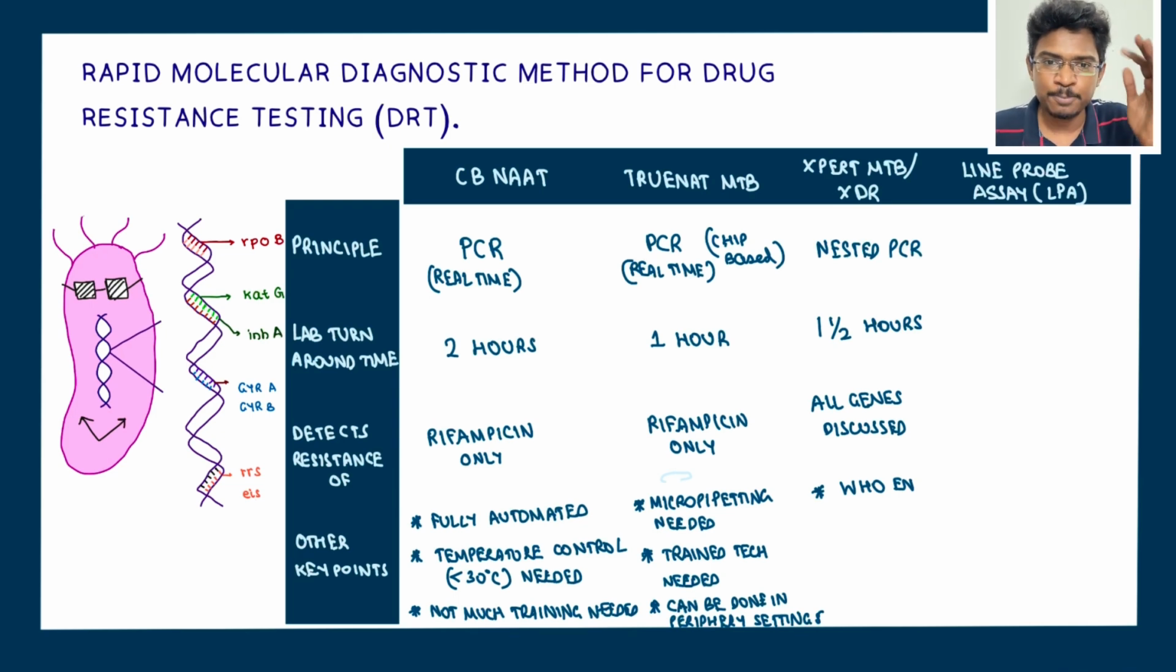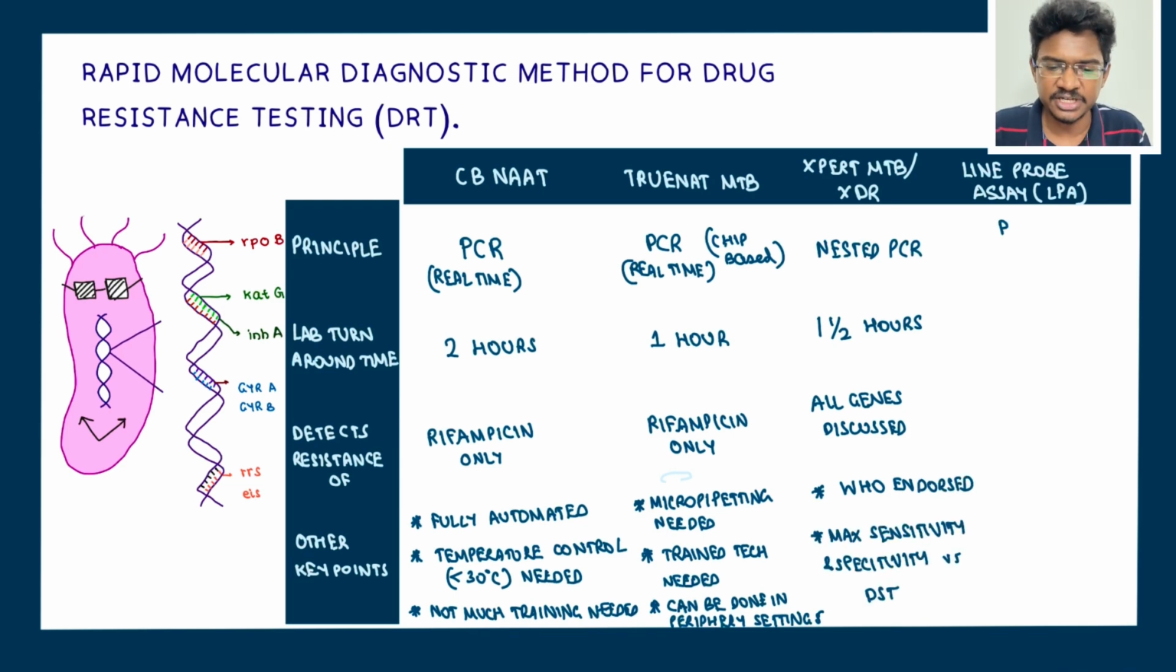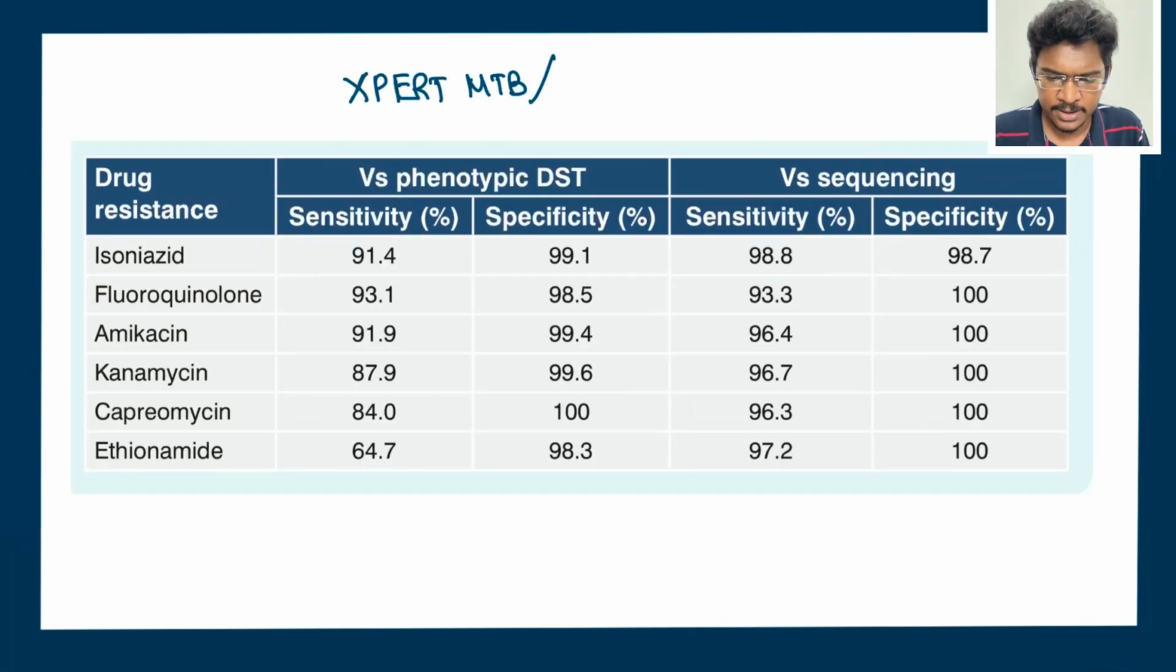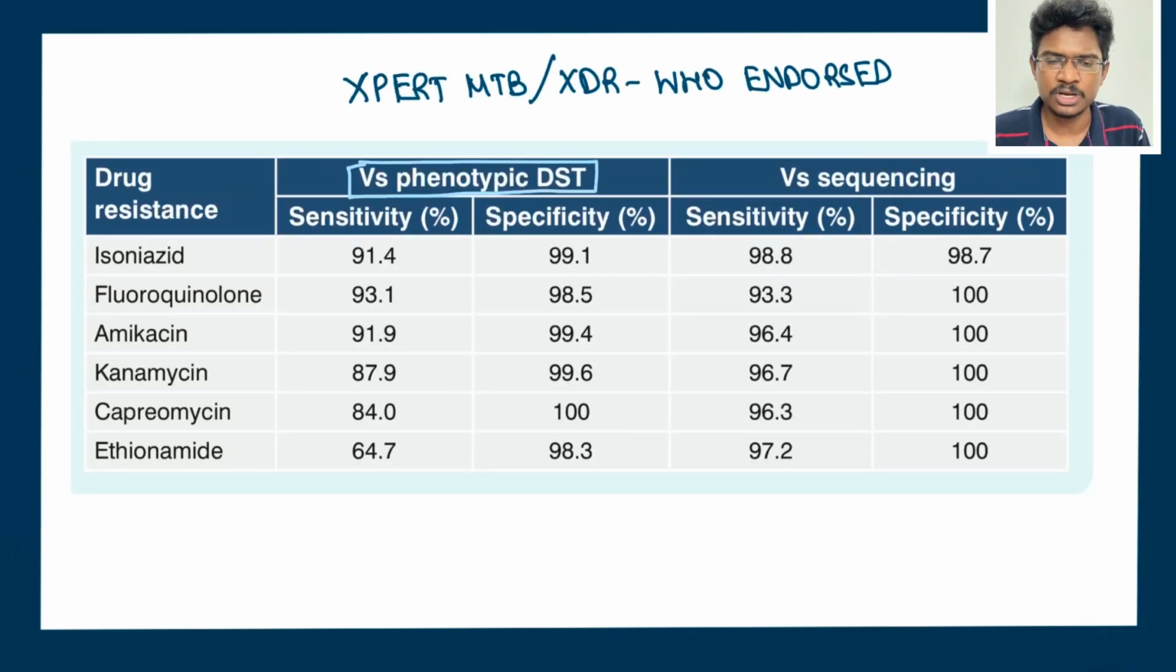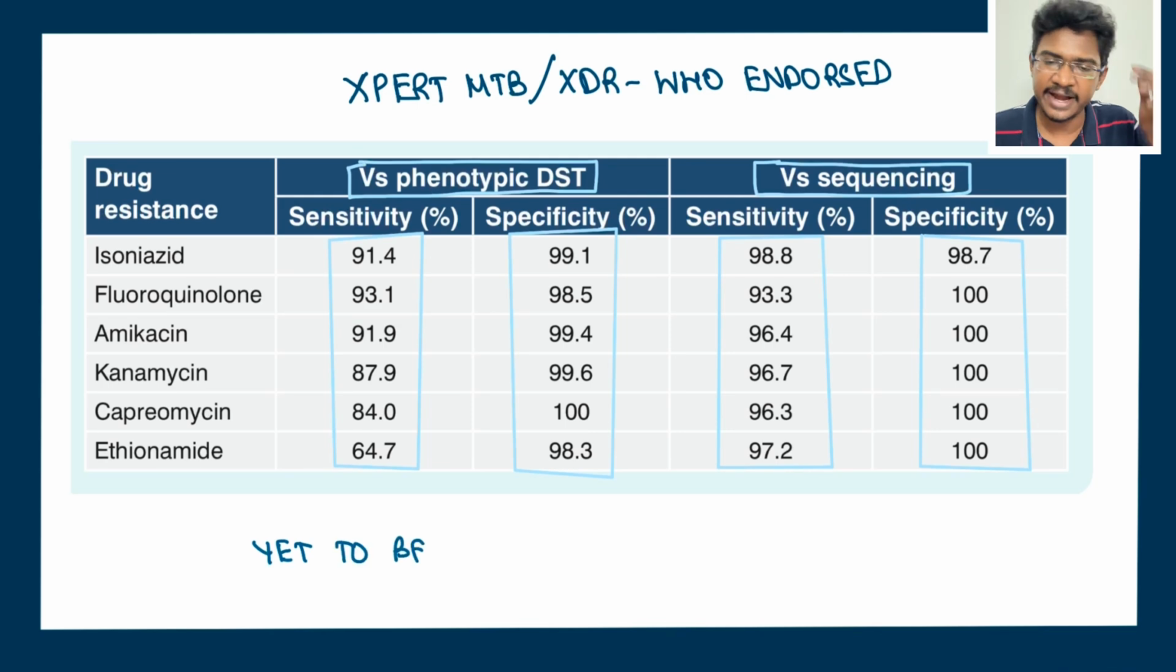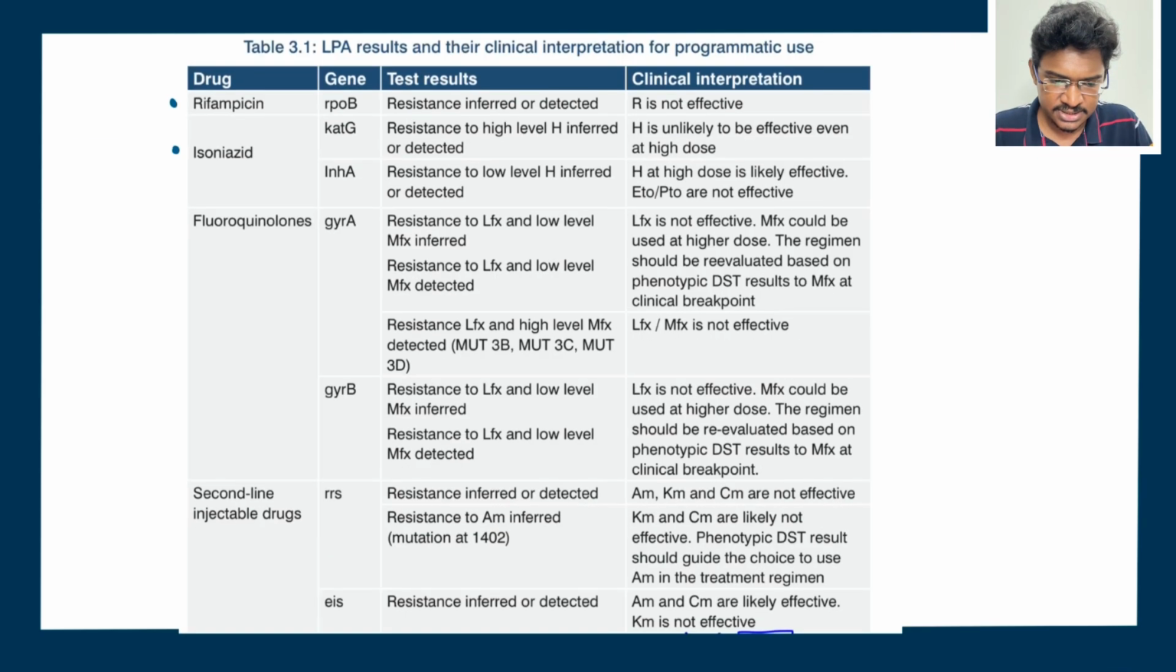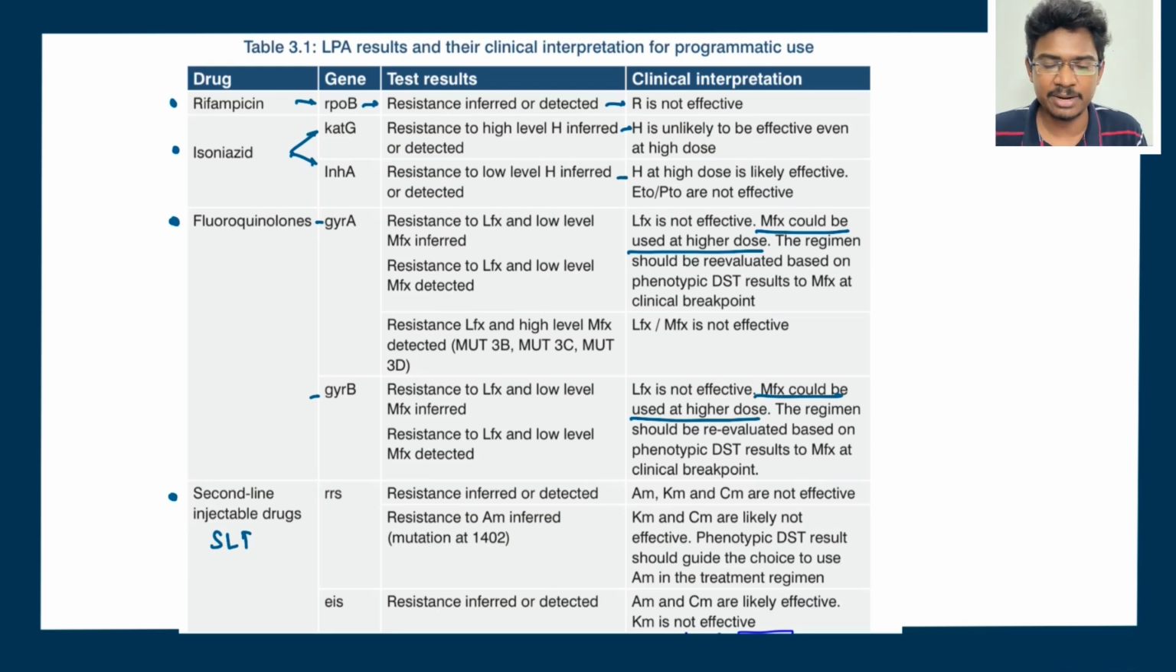Next, line probe assay. This is what is utilized under your NTP. So here also same thing, PCR followed by reverse hybridization technique. It takes 1 to 3 days. All genes whatever we have discussed, they will be testing, so this you should be knowing. LPA is most important, it comes under NTP. Next, this is the LPA genes and their clinical interpretation. This table I have simplified in our diagrammatic representation.